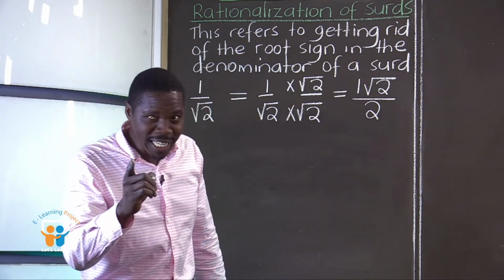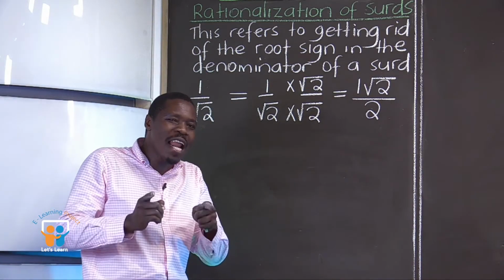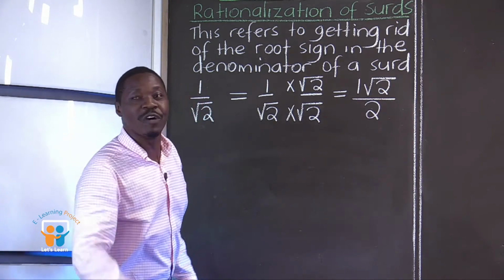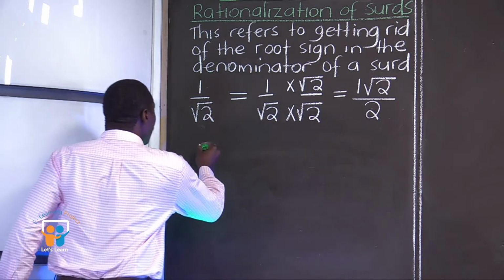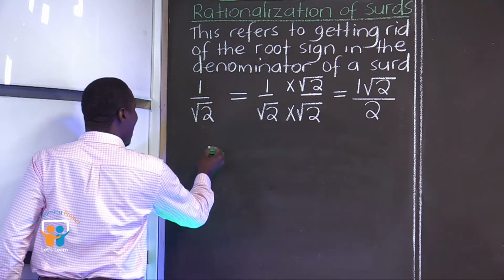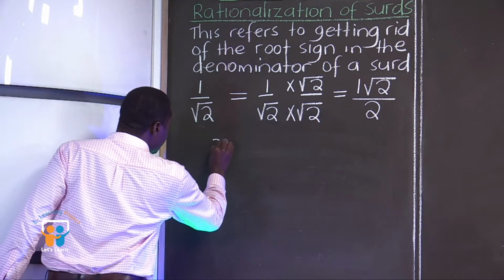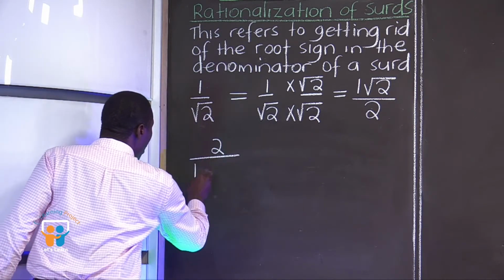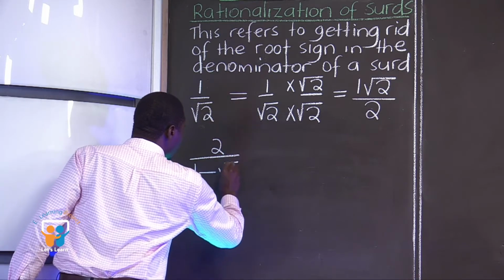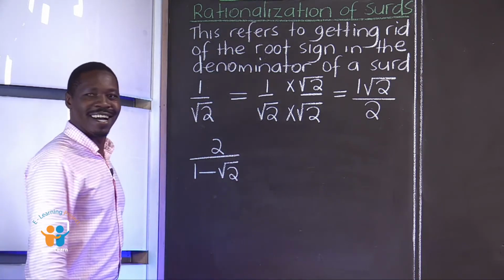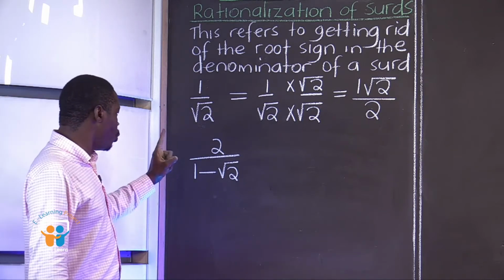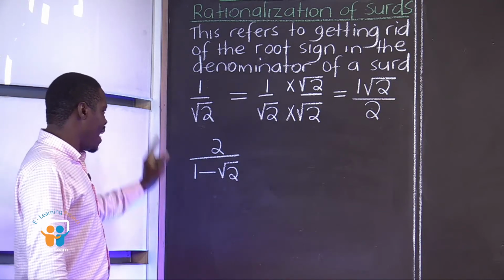You're still with Obonyo Kenneth. We are in phase 1 of rationalization of surds. Let us go to phase 2. In phase 2, we are going to have a number such as 2 over 1 minus root 2. They want us to rationalize that. We are having 2 all over 1 minus root 2.